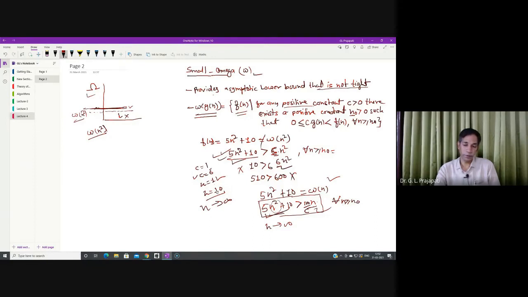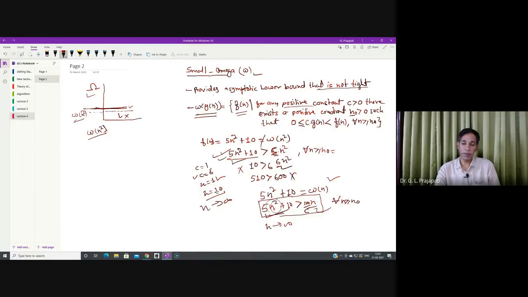Whatever you take, for a small value of n this condition may not hold true. But for sufficiently large value of n, you are sure that the rate of growth of this is very high, and these lower order terms will become insignificant relative to n square.